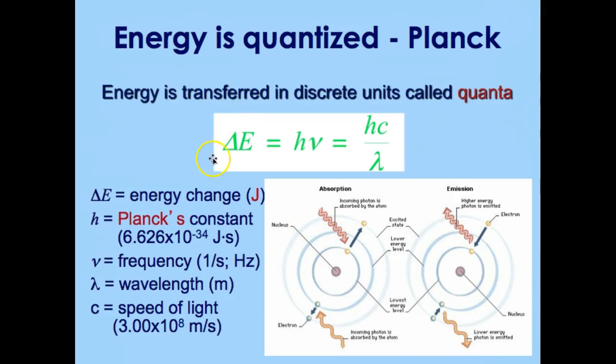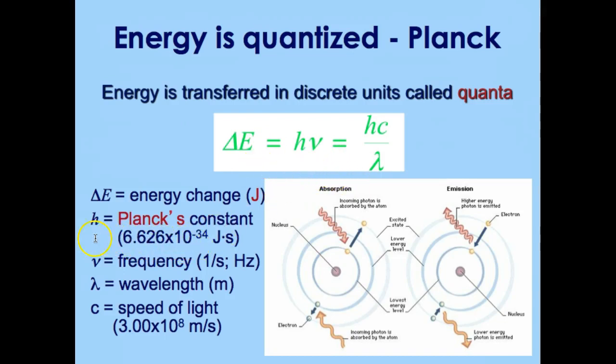Delta E is related to your frequency by the Planck's constant that we talked a little bit about on that assignment I gave you in class. And because we can relate frequency to the speed of light and wavelength, we can also relate energy to our wavelength. As your frequency increases, the amount of energy would increase. As your wavelength increases, the amount of energy would decrease, since those two are inversely proportional. h is a constant.